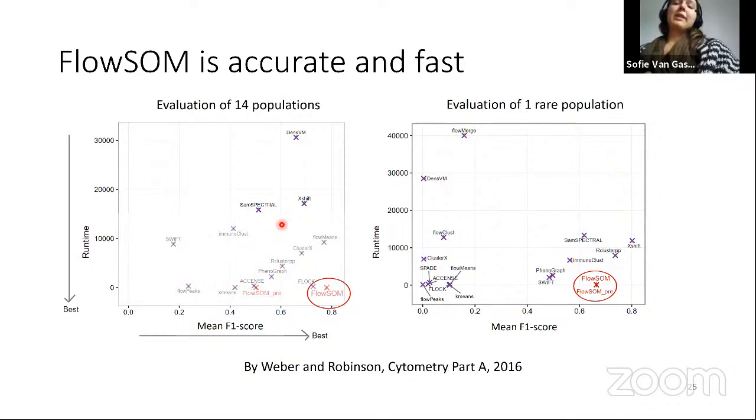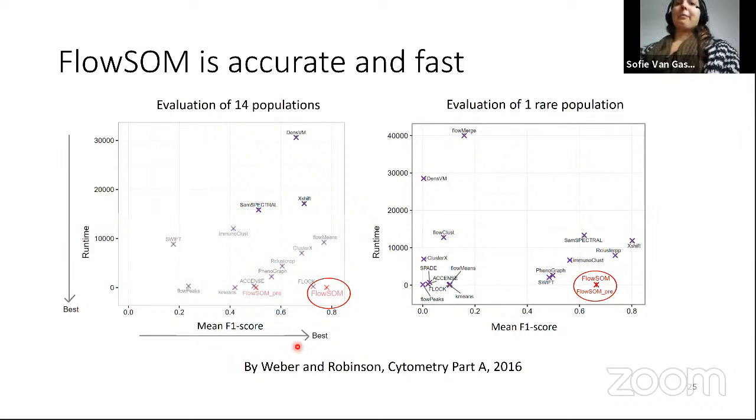Our algorithm was then also taken along in this benchmark study done by Weber and Robinson. And there we got actually a very nice result, because on the one hand, they evaluated the runtime. So of course you want it to be as fast as possible. And on the other hand, they also evaluated the mean F1 score, which basically tells you how well it corresponds with the manual gating results. So how well it captures the things that are biologically known of interest.